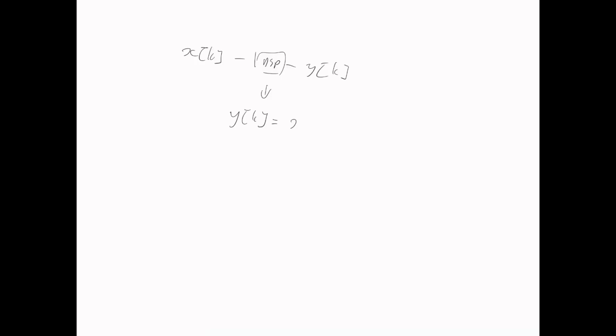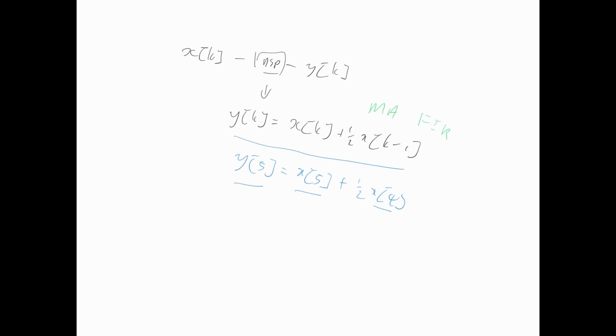For example, I could set y of k to be equal to x of k plus a half of x of k minus 1. We can see that this gives us a rule for how to find the output at any time k. If I want to know the output at time 5, well, according to my rule, I just look to find out what the input is at time 5, look to see what the input is at time 4, and do half times the input at time 4 plus the input at time 5, and that gives me the output at time 5. This rule is what's known as a moving average filter or a finite impulse response filter. We are going to be talking about impulse responses a bit later.